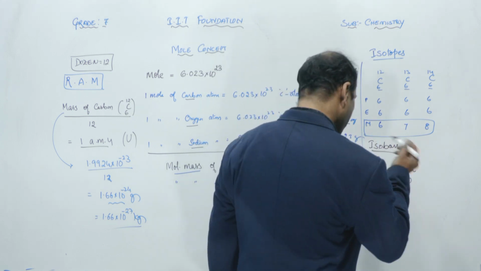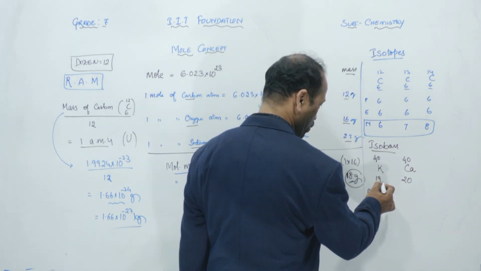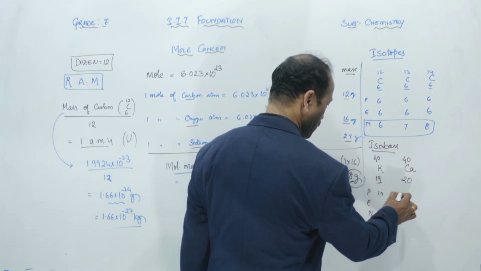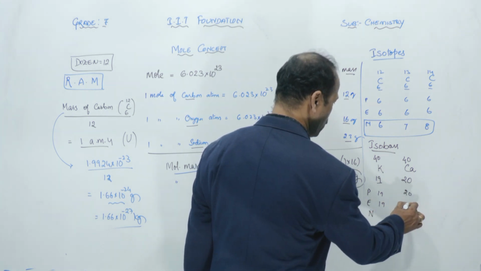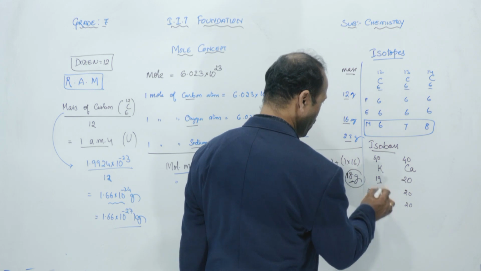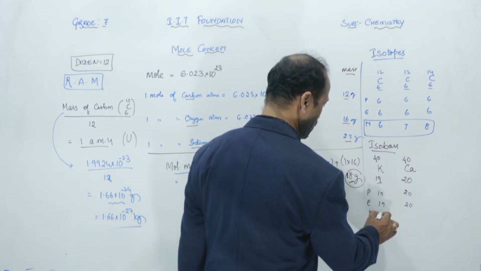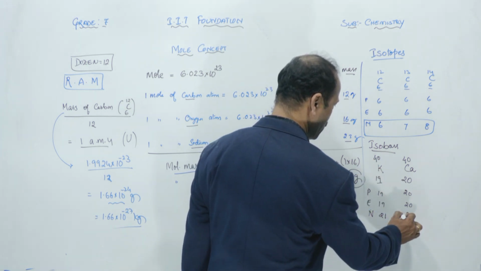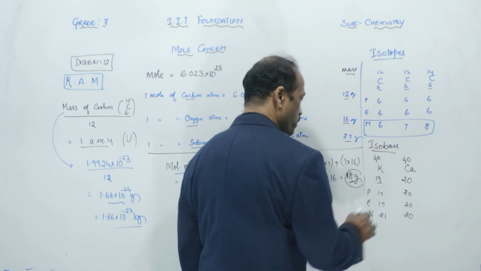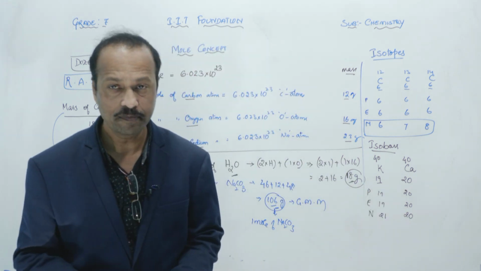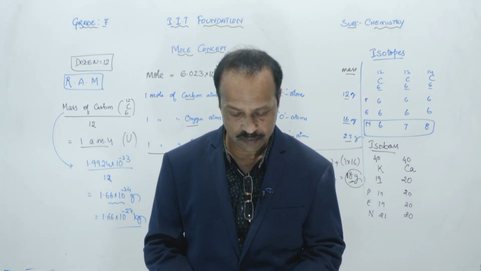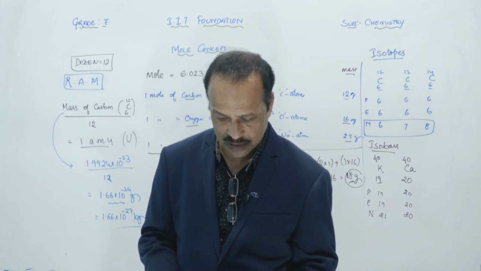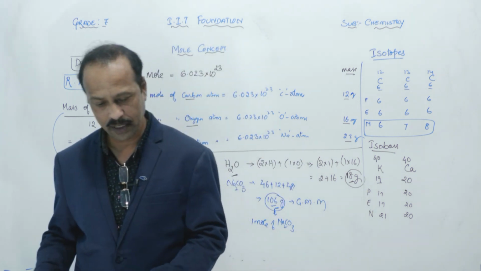So here protons and electrons. Here protons 19, here protons 20. Electrons also 19, and 20 here. But number of neutrons is mass number minus atomic number. Here 21 neutrons, here 20 neutrons. In this way we can calculate the electrons, protons and neutrons in any atom. Clear? So this topic is done.